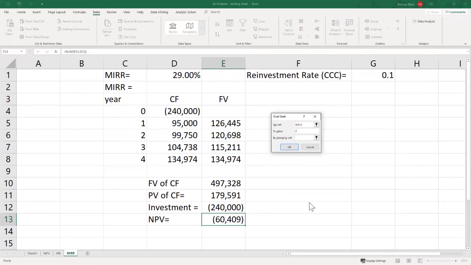Because what I want is, when I change the MIRR, the percent I've entered for MIRR, I want it to be just the right number so that it discounts my future value to 240,000. So that when I add 240 to minus 240, I get 0. So I've set cell 0. So I'm telling Excel, I want to get that NPV to 0.